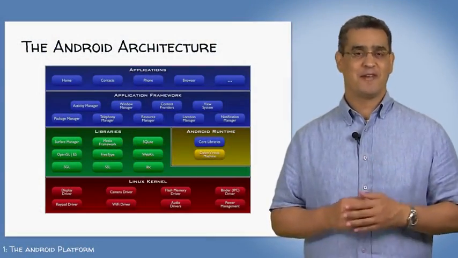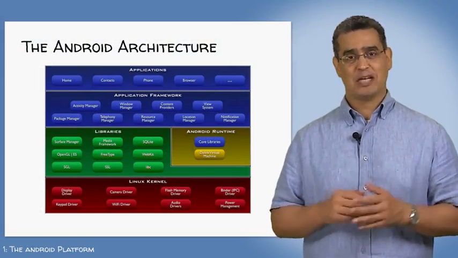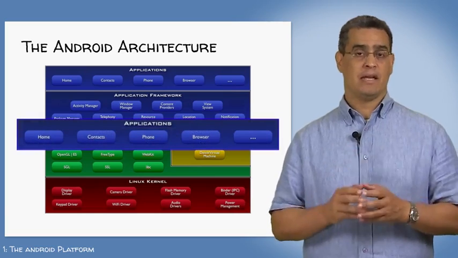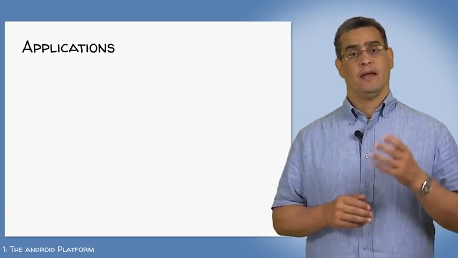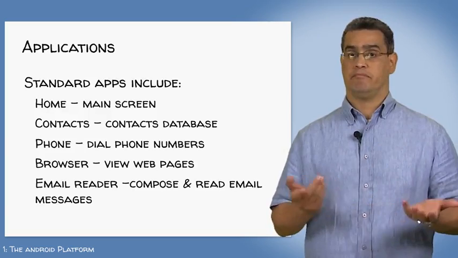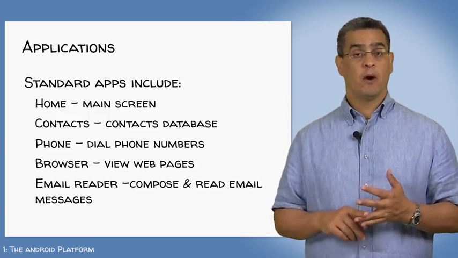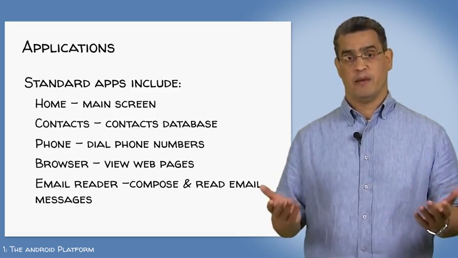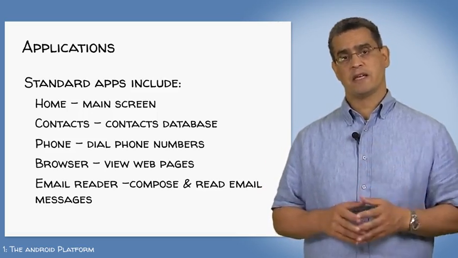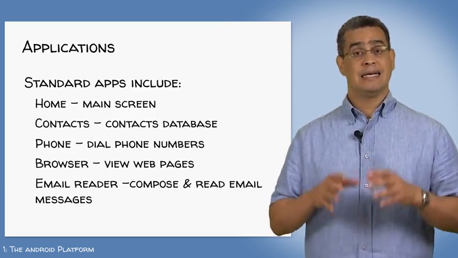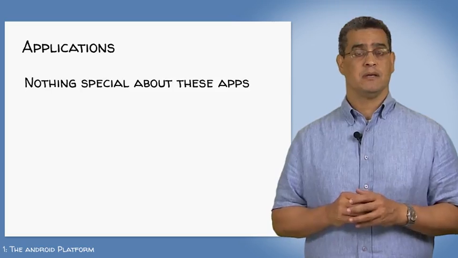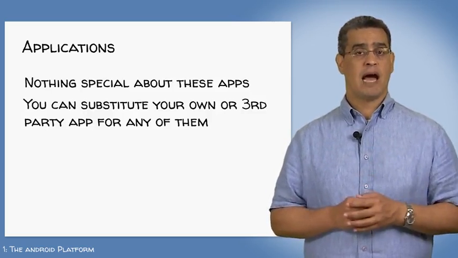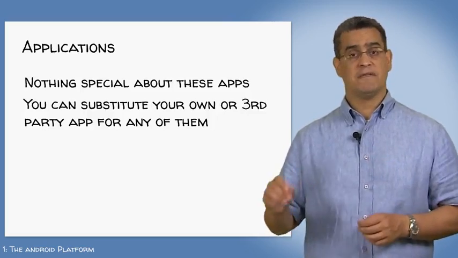The last layer of the Android software stack is the application layer. As I said earlier, Android comes with some built-in applications. And these include things like the home screen, the phone dialer, the web browser, an email reader, and more. And one of the things that's really nice about Android is that none of these apps is hard-coded into the system. If you have a better app, you can substitute your app for any of these standard apps.